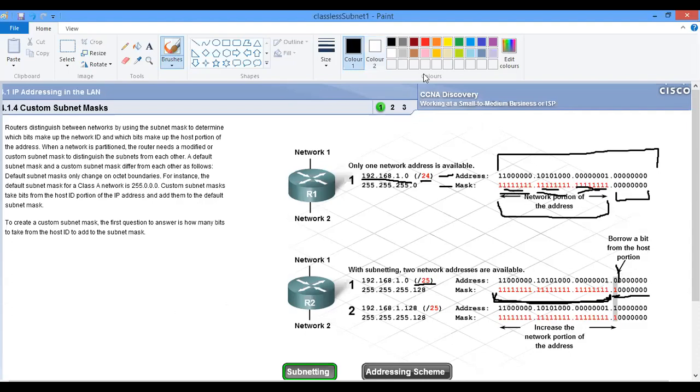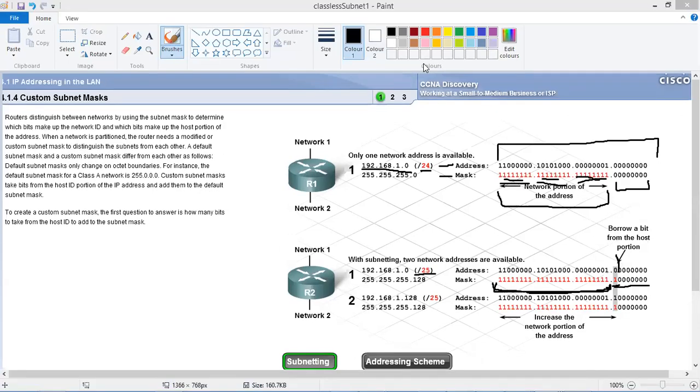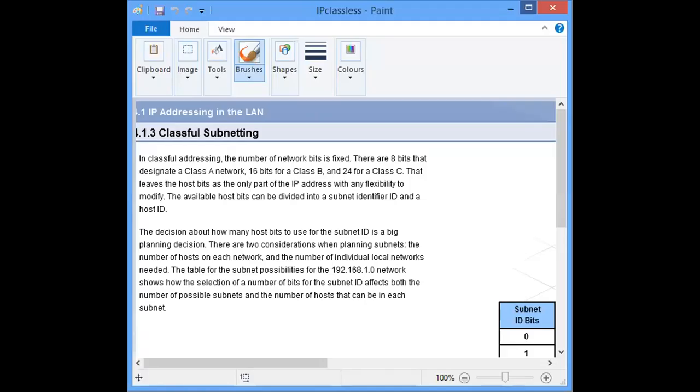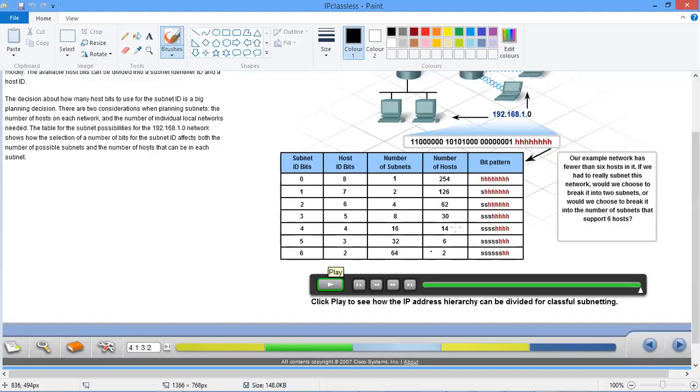So now, how do we know that we are going to have two networks? Give me some time, let me bring something out. How do we know we are going to have two networks? Hold on, coming. Okay, here.